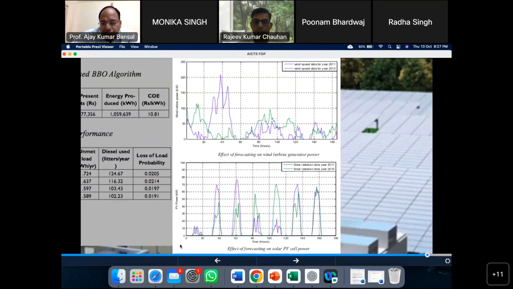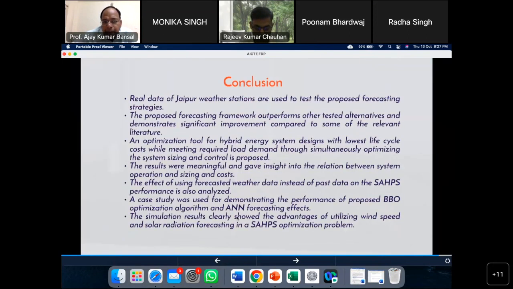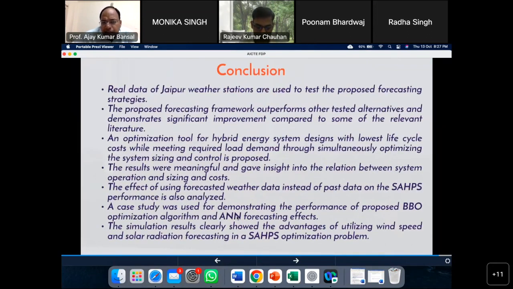These are the various effects on the curve, because when we have used the wind speed data for year 2010, it is shown by the green line, and when we have used the forecasted data of wind speed for 2011, the graph is shown by the blue line. So you can see that there is a significant difference in the data if we are using the previous year data as compared to the forecasted data. So these are the effects. So we are able to design.